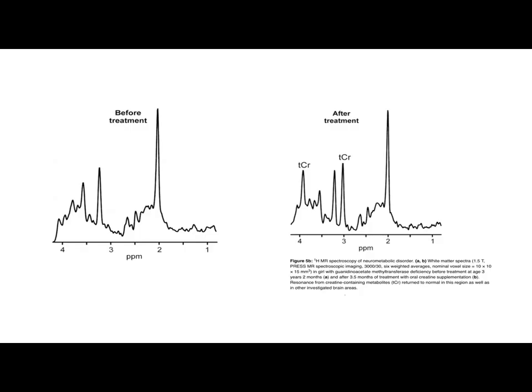This is a patient with creatine deficiency, and before treatment, you cannot see the creatine peak at its position. This is choline, and this is NAA. After treatment, see the creatine is elevated, as clear, beside the choline with normal NAA, so it is either type 1 or 2.